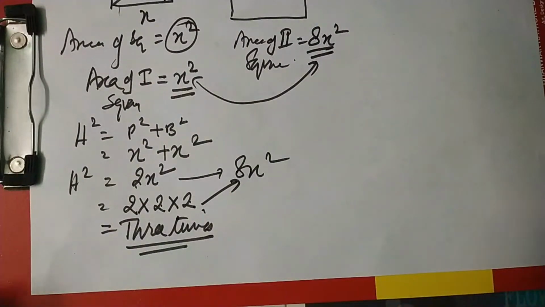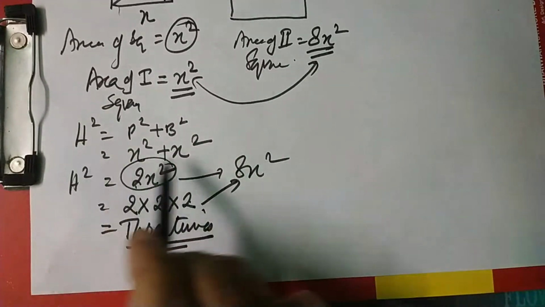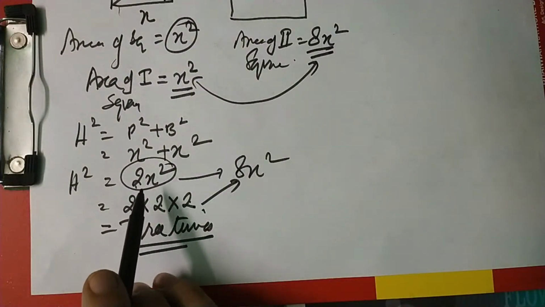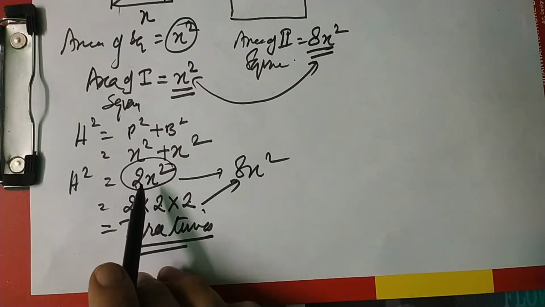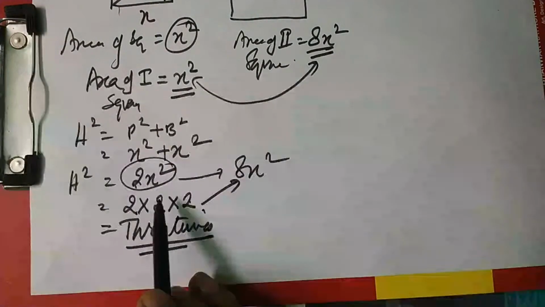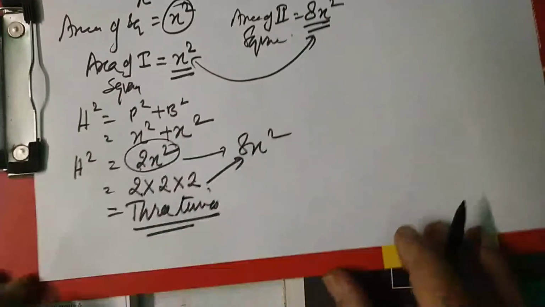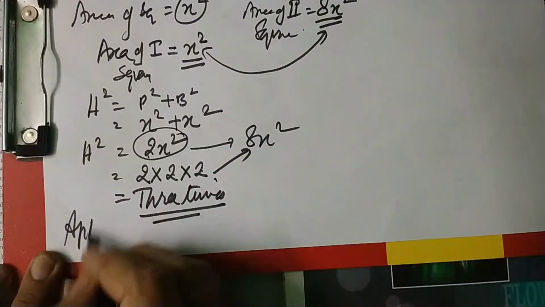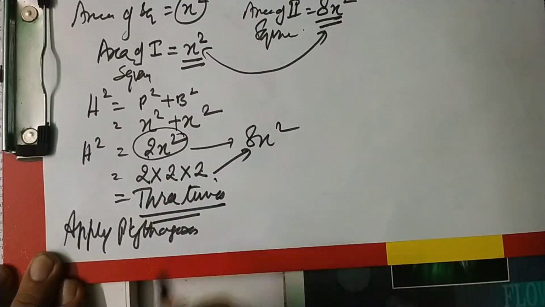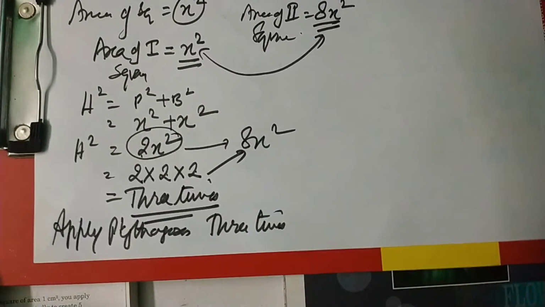Yes, I have to multiply. I am using Pythagoras theorem. So when I apply Pythagoras theorem here, I get 2x square, the hypotenuse. Now this 2x square should become 8x square. How will it become? If I multiply 2 into 2 into 2, 3 times. That means I have to apply Pythagoras theorem 3 times. So my answer will be apply Pythagoras theorem 3 times. Have you understood how it is 3 times?